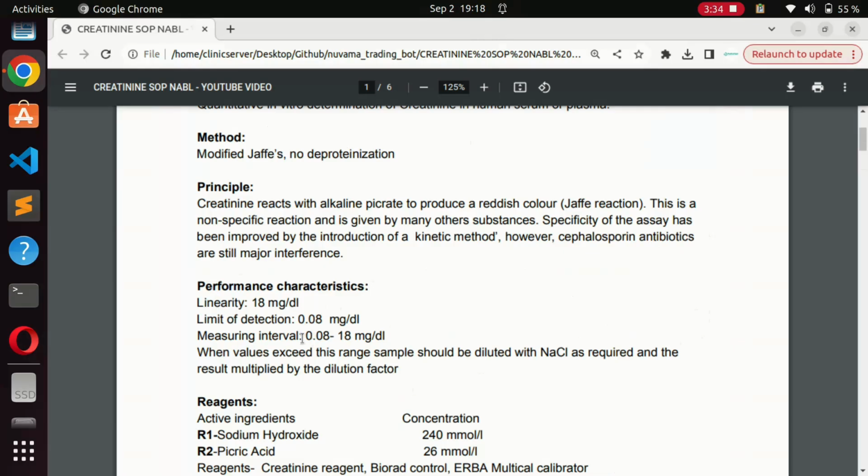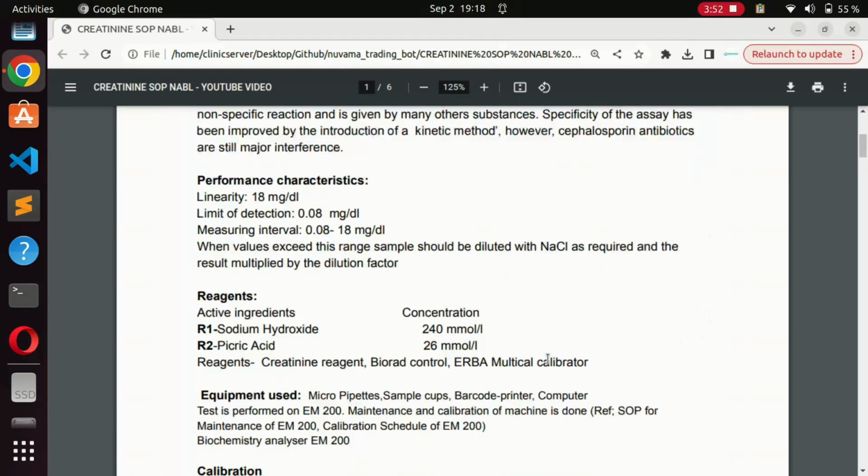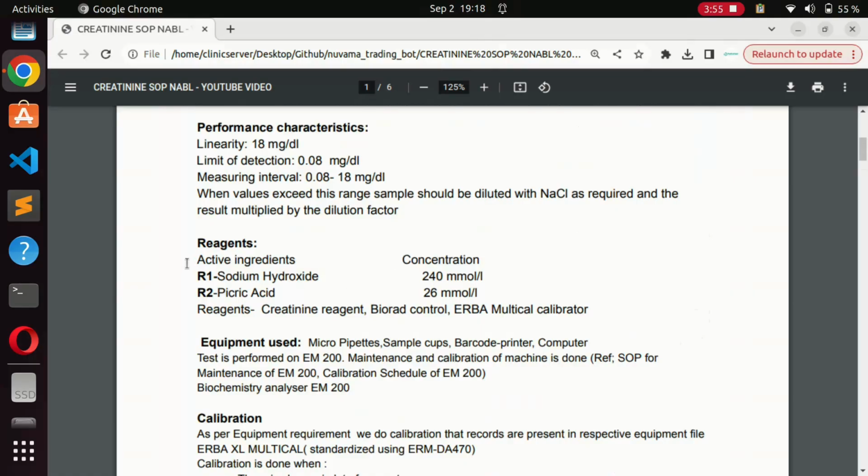That is basically the minimum amount that can be measured by this assay, and that is 0.08 milligram per dL. Then we have the measuring interval, which is obviously from 0.08 all the way up to 18. Then we have a statement that if the values exceed this range, the sample should be diluted with NaCl or normal saline as required, and the result multiplied by the dilution factor.